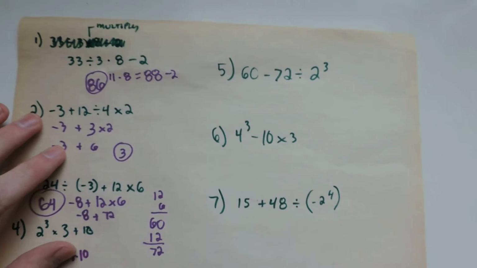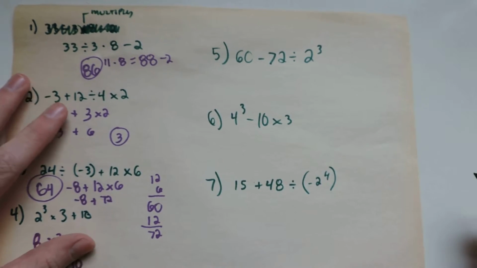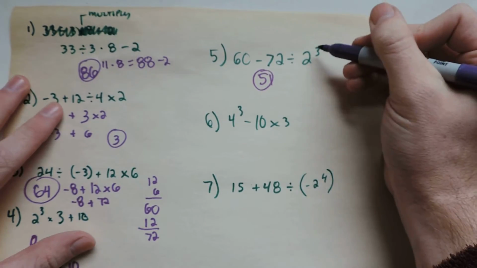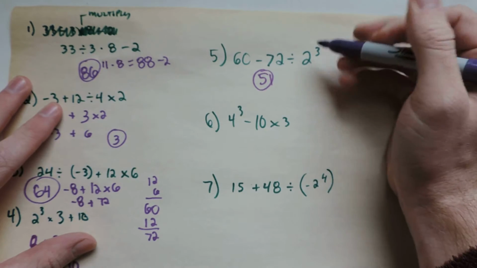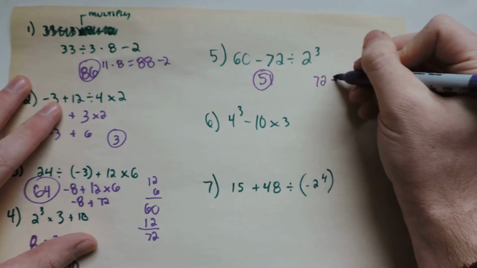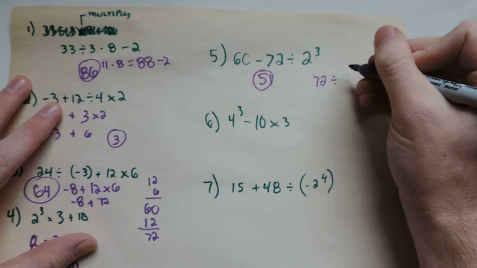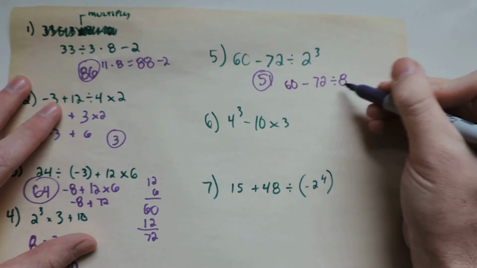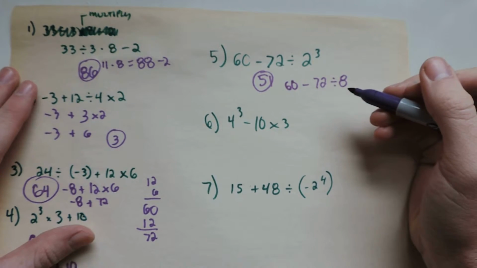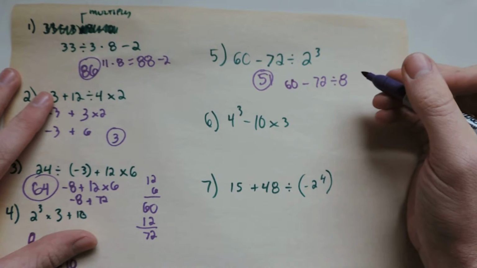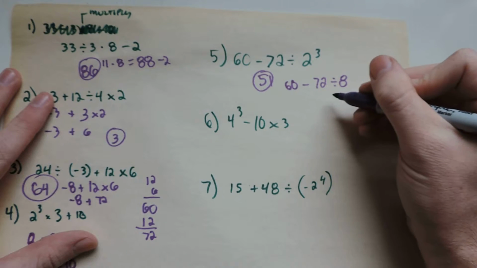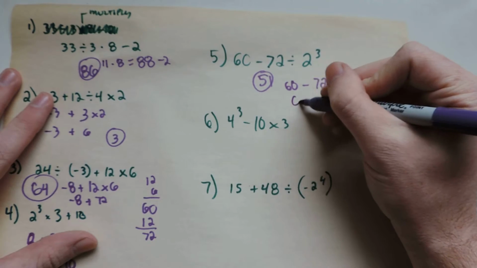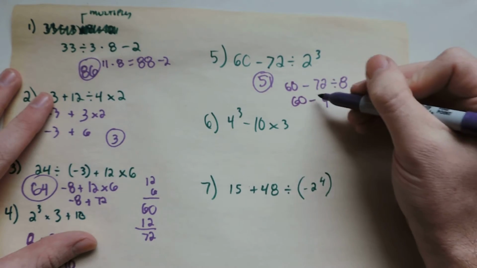Oops, I keep forgetting the system I said I was going to use. Just write the answer first. 51. Okay, so how do we get 51? First thing, division, right? Wrong. Exponent. So we're going to do 72 divided by, 2 times 2 is 4, times 2 is 8. And then that's subtracted by 60. Yeah, 9, that makes sense. 9 minus 60... okay, and then you get 51.